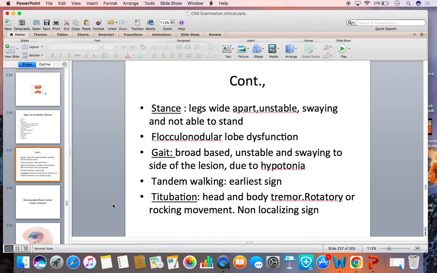Stance. What is the stance in cerebellar disorder? Your legs are wide apart, you are unstable and sway and not able to stand. That is, there will be a history of repeated falls because of the inability to stand properly, secondary to weakness of the muscles, as hypotonia is a manifestation of cerebellar dysfunction.